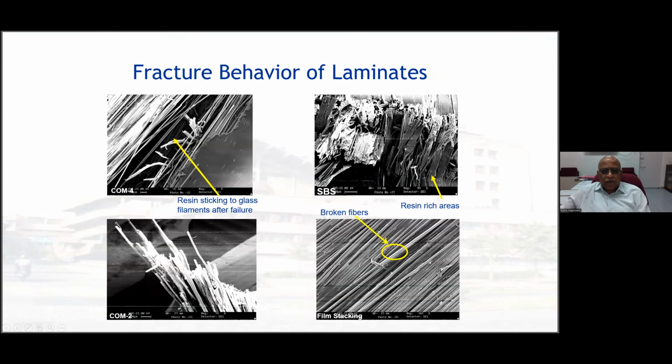Fracture mechanics also was analyzed, right? In all of them, they clearly indicate that commingling results in a better composite. But of course, in many cases, resin-rich areas were also observed in the commingled composites, just like in the side-by-side and film stacking.